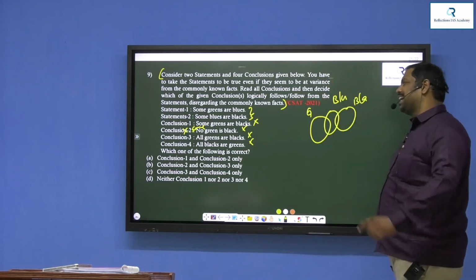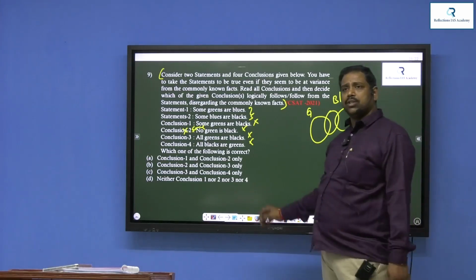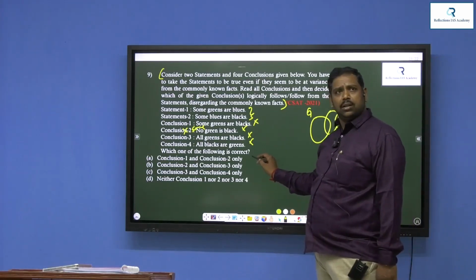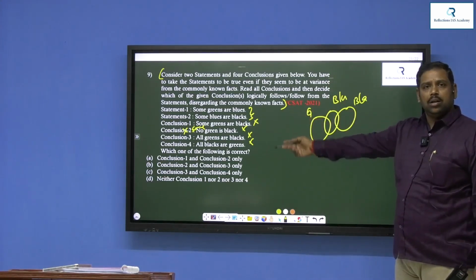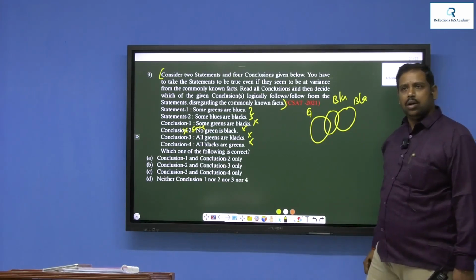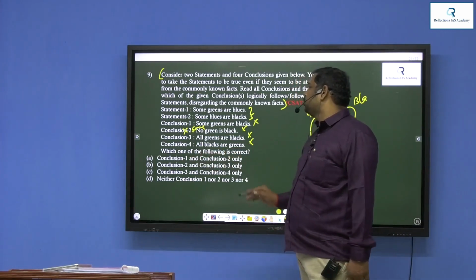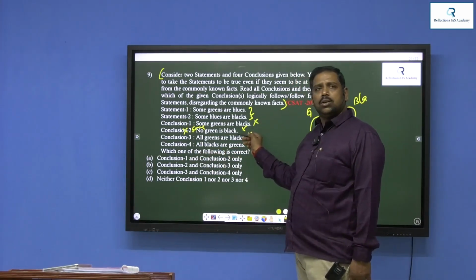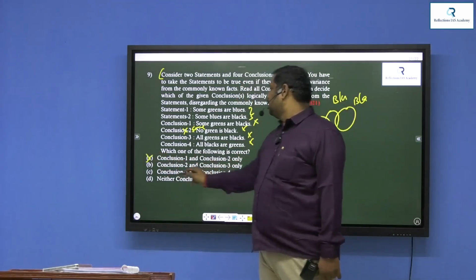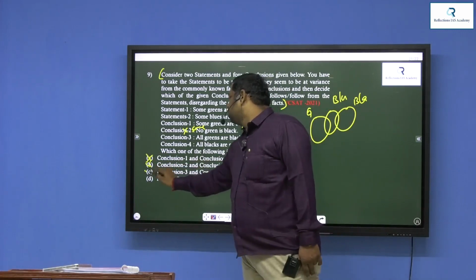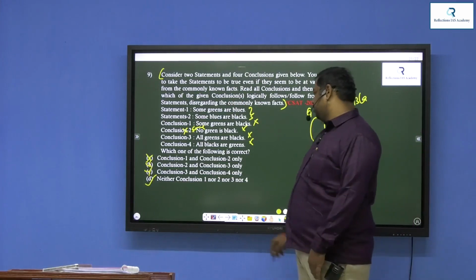Which of the following is correct? Conclusion 1 and conclusion 2 only. Yes or no, first one? He is saying conclusion 1 and conclusion 2 are correct. Is it correct or wrong? So the first option will not be the answer. Only 2 and 3. Only 3 and 4. Neither conclusion 1, 2, 3, 4. Yes. So with this we successfully completed here.